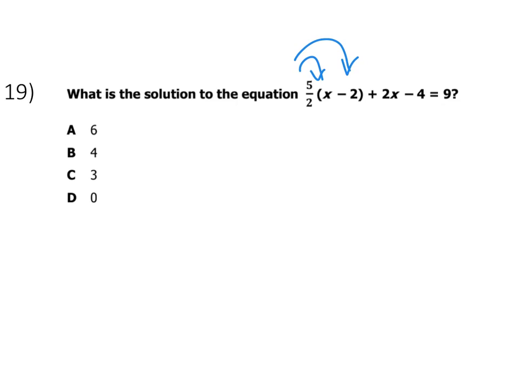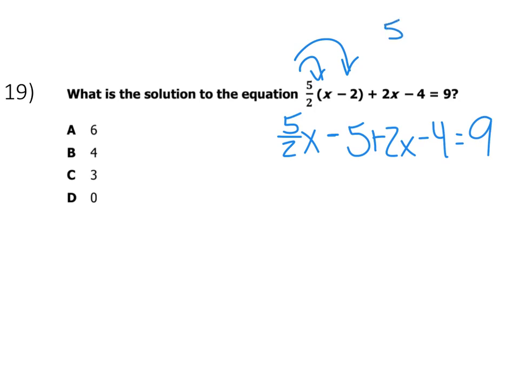Okay, so I'm going to multiply because this is distributive. And then when I multiply this, I get negative 5 plus 2x minus 4 equals 9. And how I got the negative 5 is I did 5 over 2 times negative 2 over 1. And this canceled out and left me with negative 5.